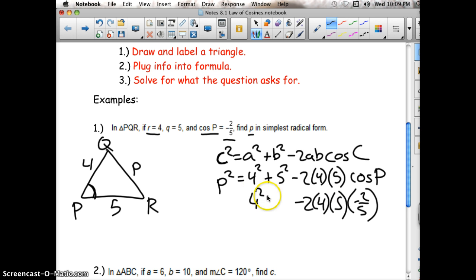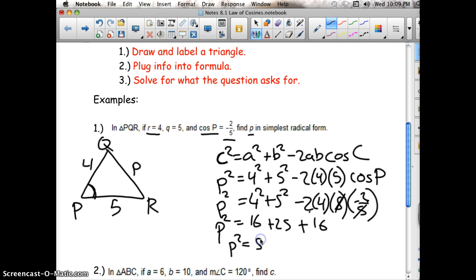Some of these are a little rudimentary when we're starting. These are kind of basic ones. And then it's really just arithmetic from here. 4 squared is 16 plus 25. If you have a 5 and you're dividing by a 5 in the same term, you can cancel those out. You get positive 16 when you multiply -2 times 4 times -2. So 16 and 16 and 25, p squared equals 57. Take the square root of both sides to find p. Don't worry about plus or minus here because we're talking about the side of a triangle, and there are no perfect square factors.